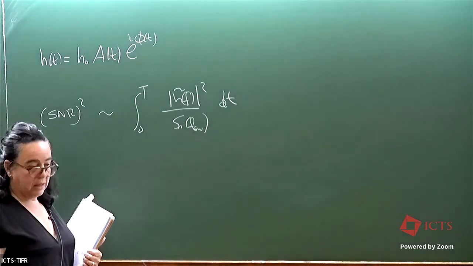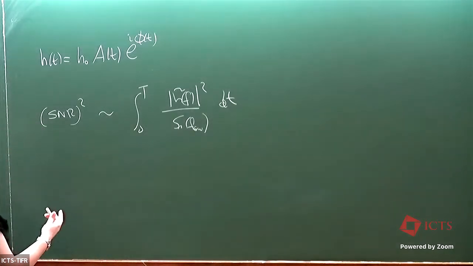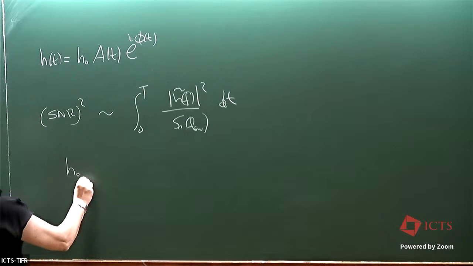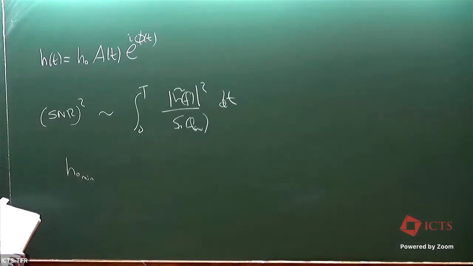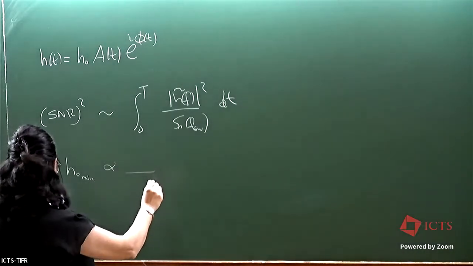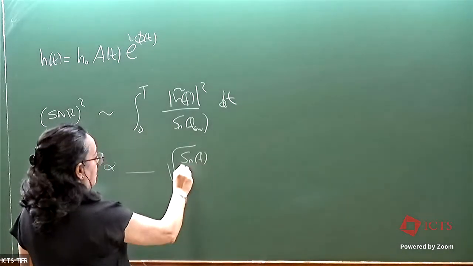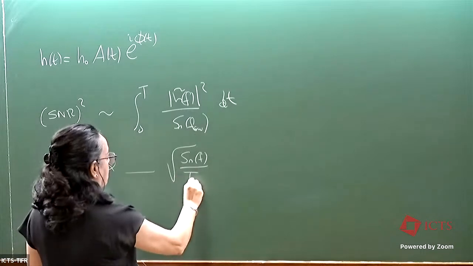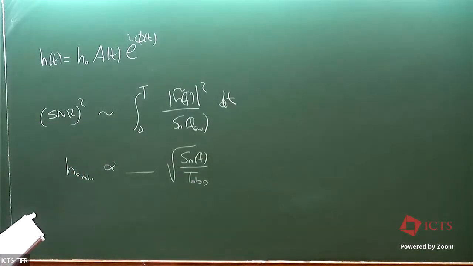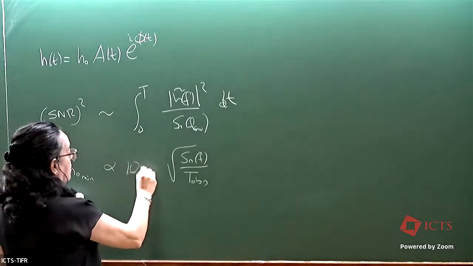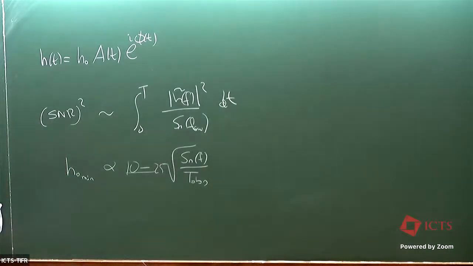Or, said in a different way, if we are doing matched filtering, the minimum amplitude that we will be able to detect is going to be proportional to the amplitude spectral density and this observation time. If we are doing optimal matched filtering, maybe this number depends on the method used. This will be this factor in front, 10 to 25 or whatever.